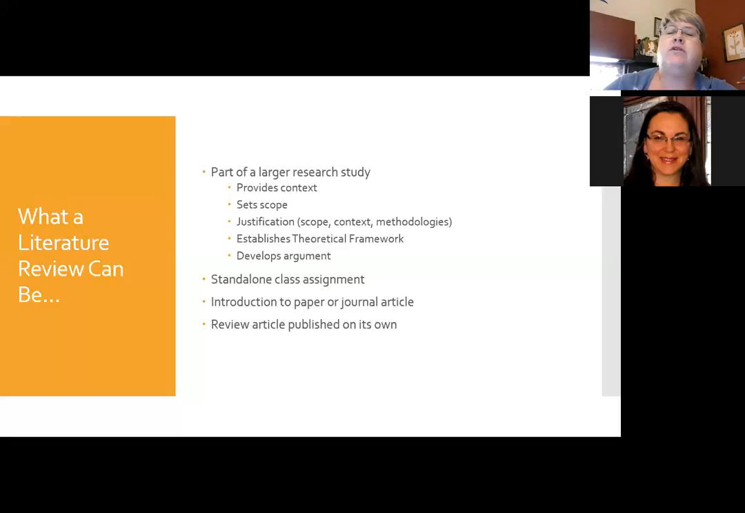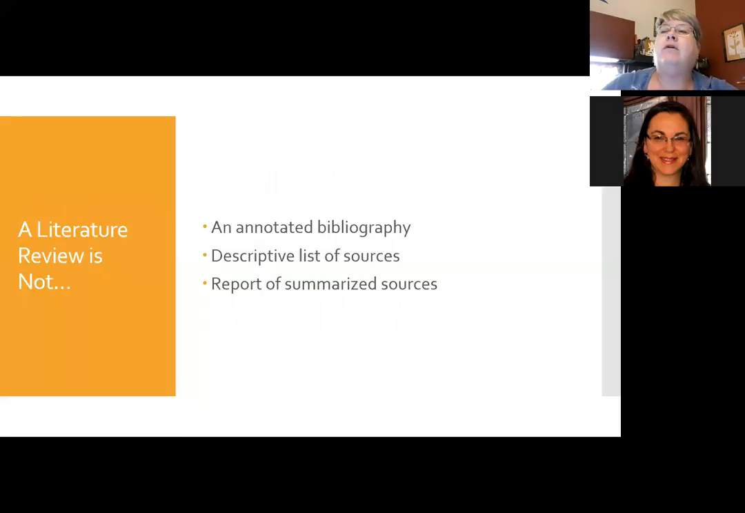So those are what a literature review can be. Now, what is it not? All of these kind of are the same. It's not an annotated bibliography or a descriptive list of sources or a report of summarized sources. So in this, you're trying to present a cohesive whole, a cohesive story. And it's not just telling one source and then going to the next source and then going to the next source and summarizing them.